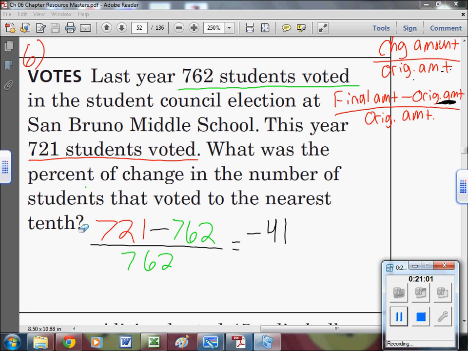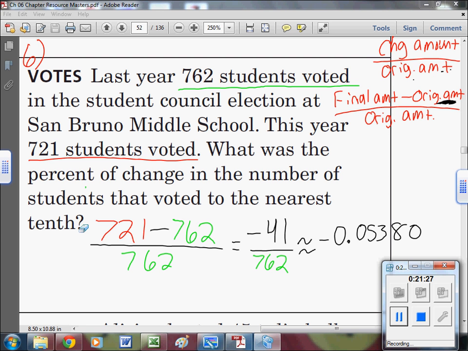All right, so anyways, you subtract these out, you're going to get negative 41. So that tells us it went down 41. And now we're going to divide that by the original starting amount of 762. So 41 divided by 762. It gives us a decimal that's approximately negative 0.0538, and it keeps going, but that's enough to make a point to help us round and do our job.